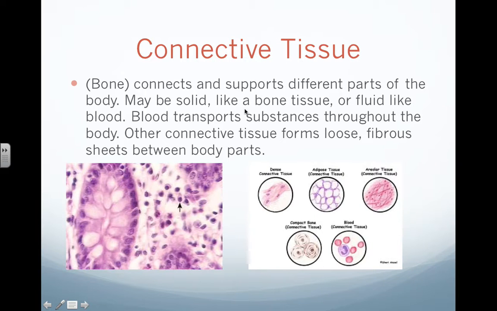And then the last is connective tissue. So the bones, they connect and support different parts of the body. They may be solid like a bone tissue, or fluid like blood. Blood transports substances throughout the body. Other connective tissues form loose fibrous sheets between body parts. So these different types of connective tissues, so compact bone, blood. Okay, how are we supporting different parts of the body, and how are we transporting? So how are we connecting different parts of the body? Okay, and how do these tissues work?